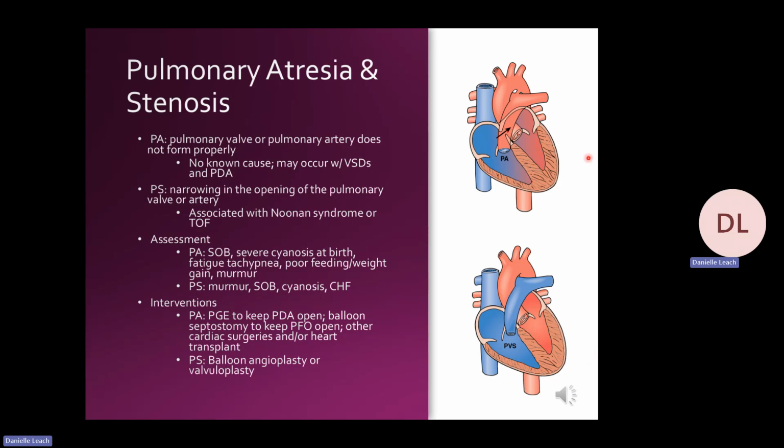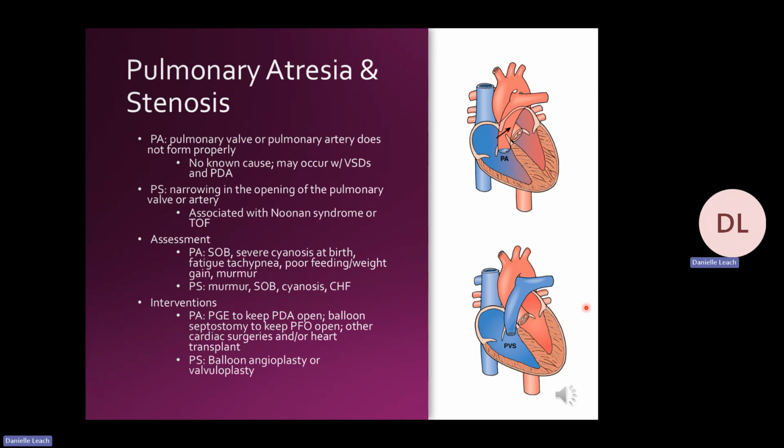Assessment-wise for pulmonary atresia, the patient is going to have shortness of breath, severe cyanosis at birth. If you can picture blood not being able to go to the lungs normally, so we're not going to have oxygenated blood going to the body. Fatigue, tachypnea, poor feeding and weight gain, and a murmur. For pulmonary stenosis, or down here, pulmonary valve stenosis, you could call it either, murmur, shortness of breath, cyanosis, and congestive heart failure symptoms.